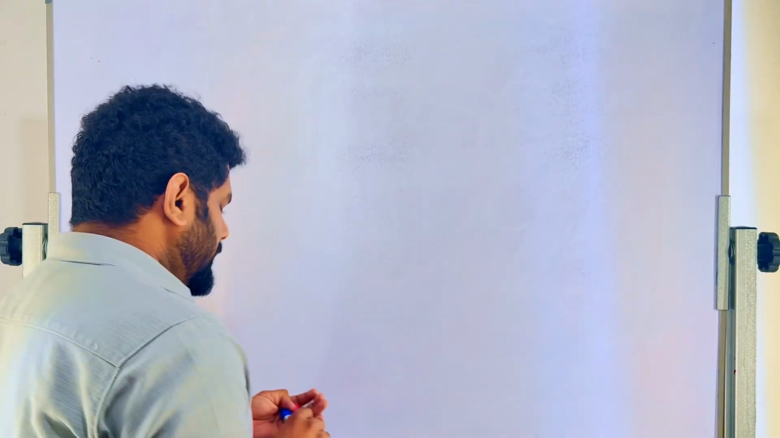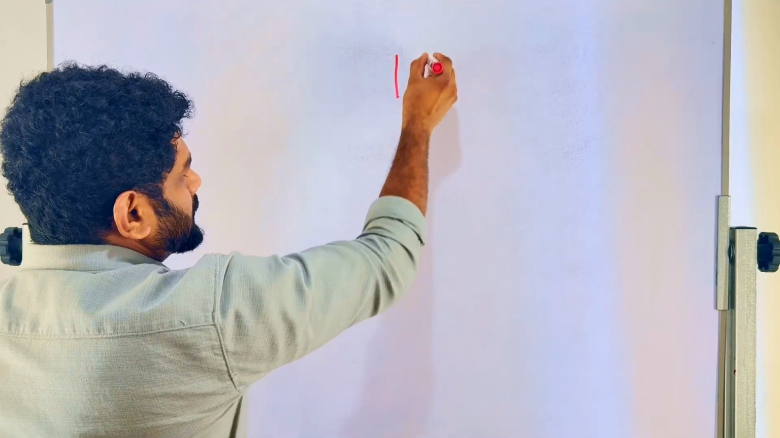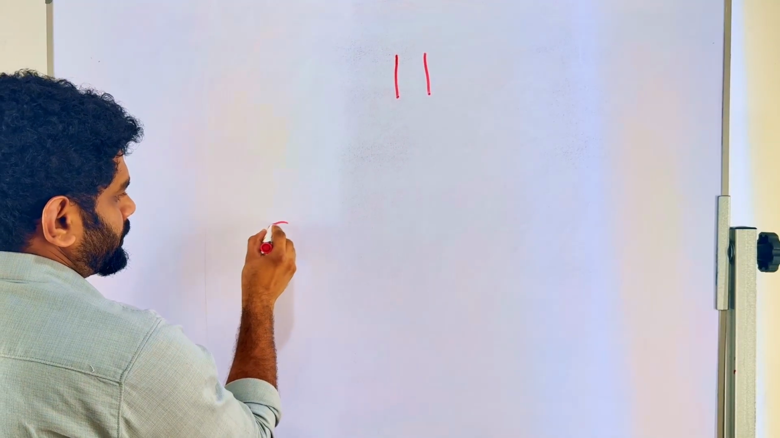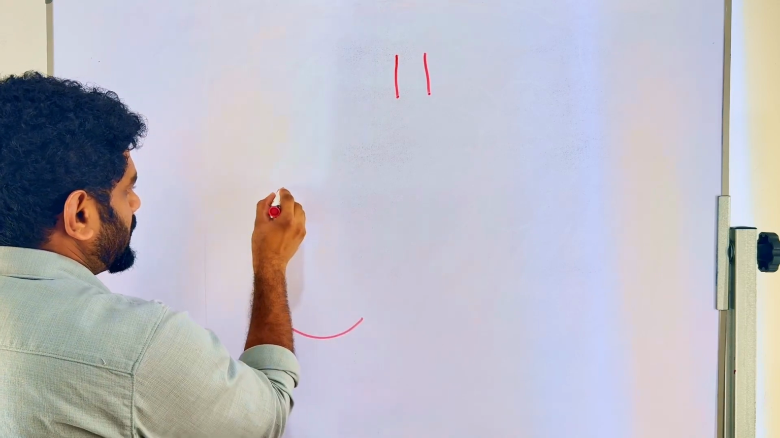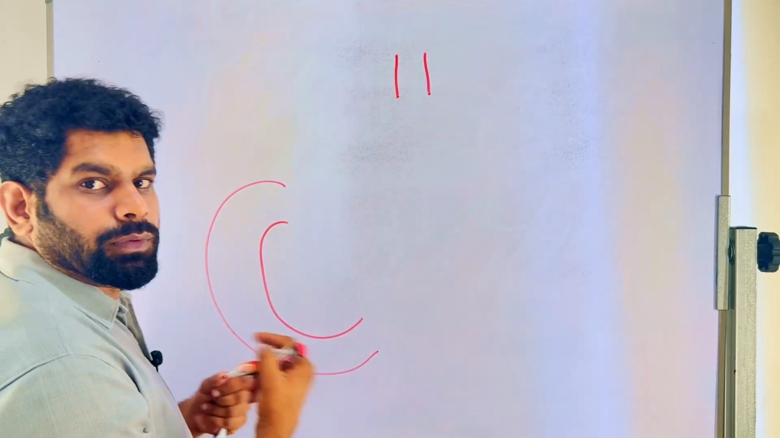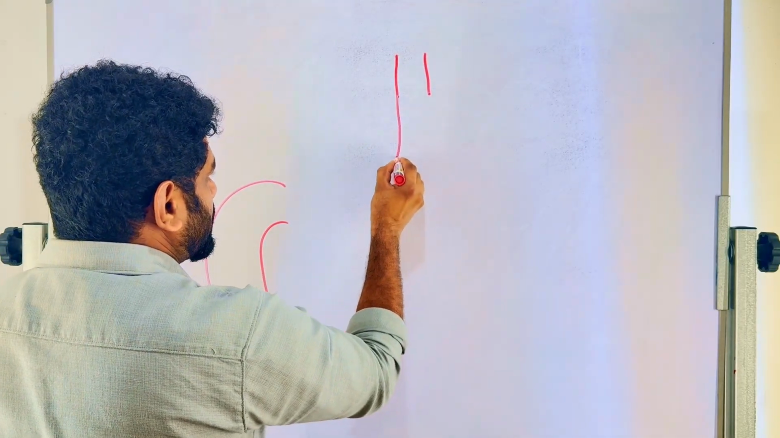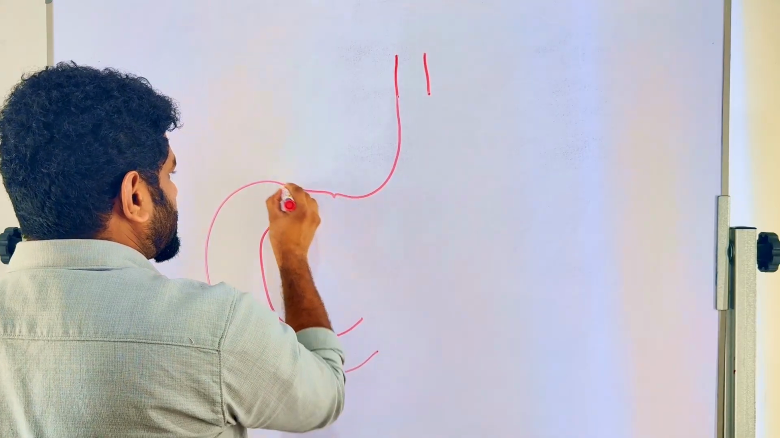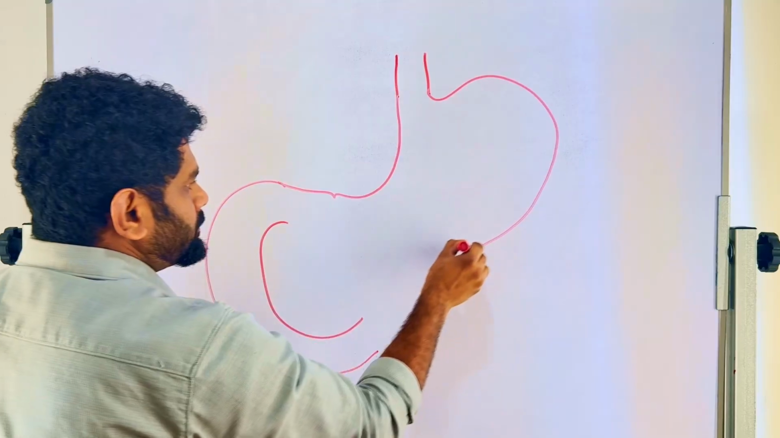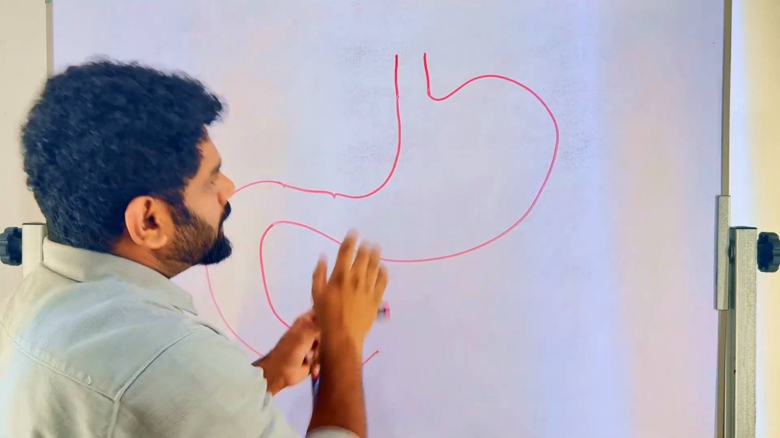Okay, so here we have our stomach. This is the esophagus, and here we have our duodenum. In between these two structures, we have the stomach. So this is the structure of the stomach.